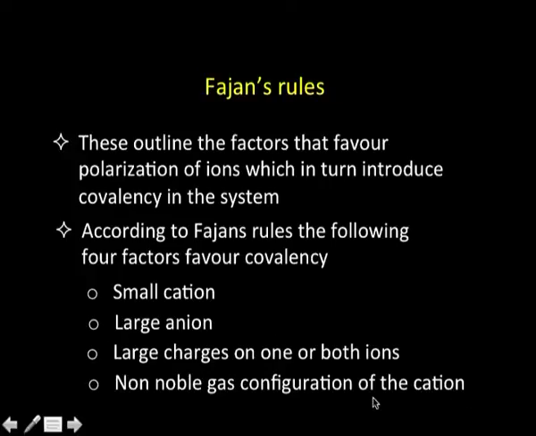These factors we already have discussed here. Small cation will be having more polarizing power, large anion will be more polarizable, large charge on any of the 2 ions is going to make it more polarizing power over there. And if we have got a cation having a non-noble gas configuration, it will be easily polarizable over there. So that is as regards the concept of covalency and the Fajan's rules which outline the factors for them.